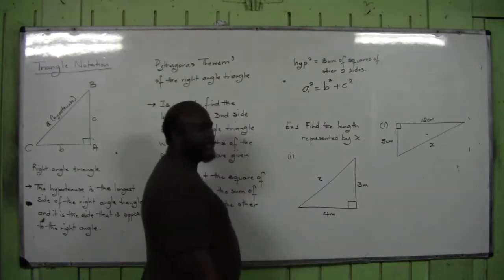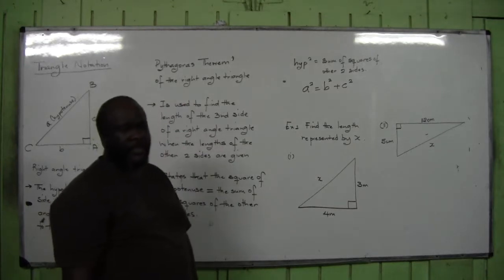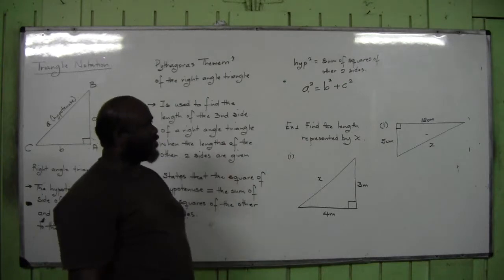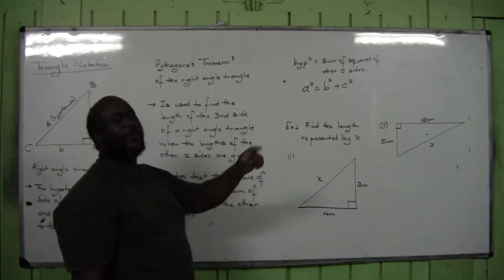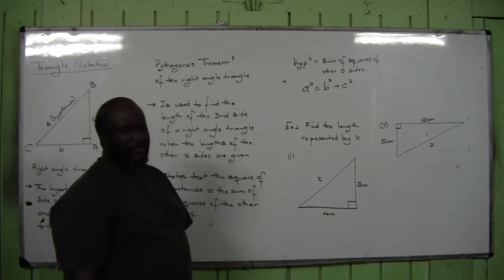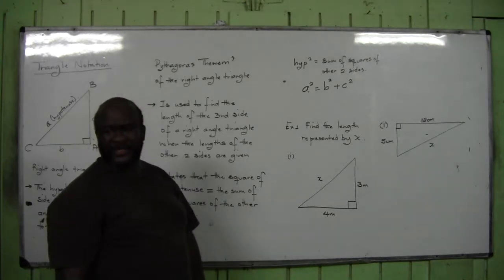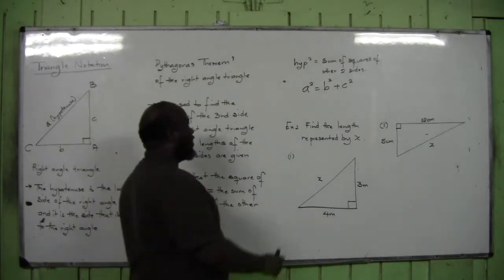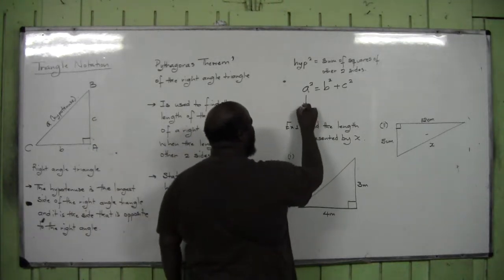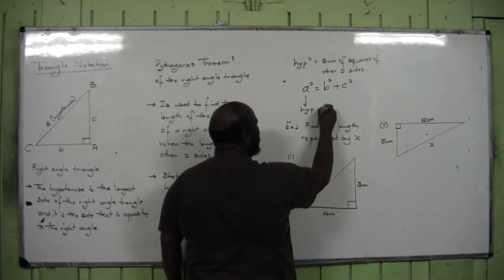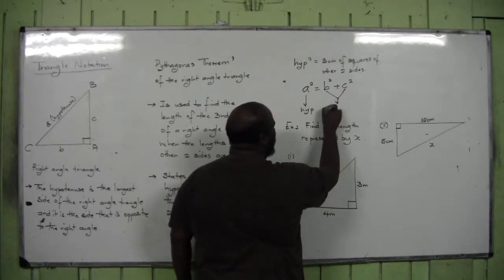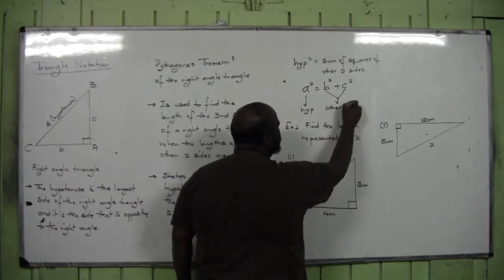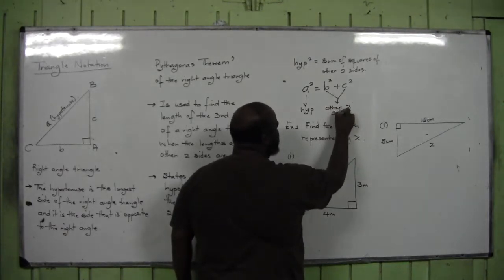This is the Pythagoras Theorem formula. Now the letters don't really matter. When the Americans do it, I think they have C square is equal to A square plus B square. The letters don't matter. What is important is what the letters represent. A is the hypotenuse, and B and C are the other two sides.